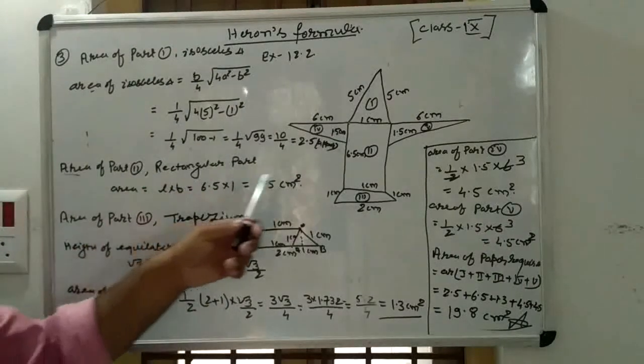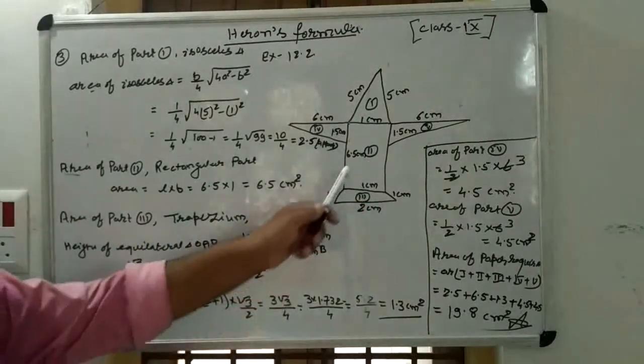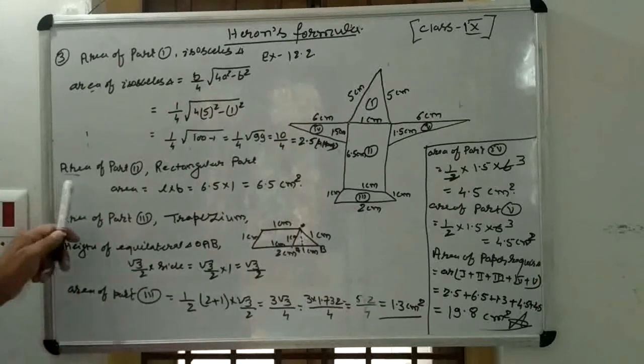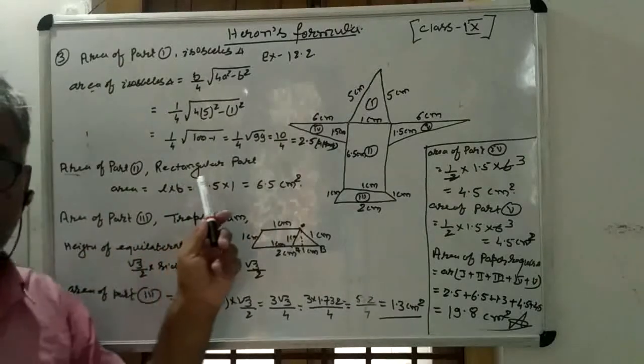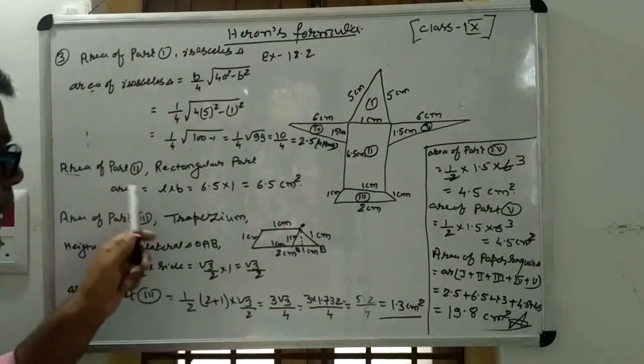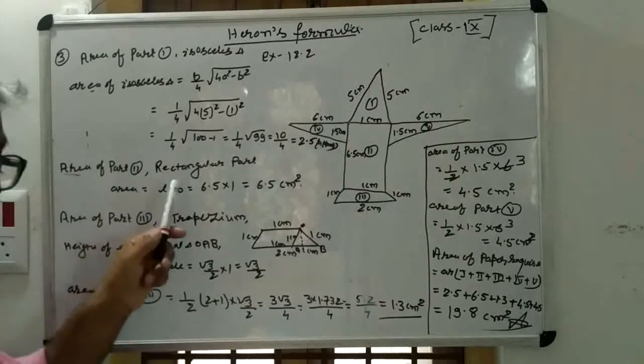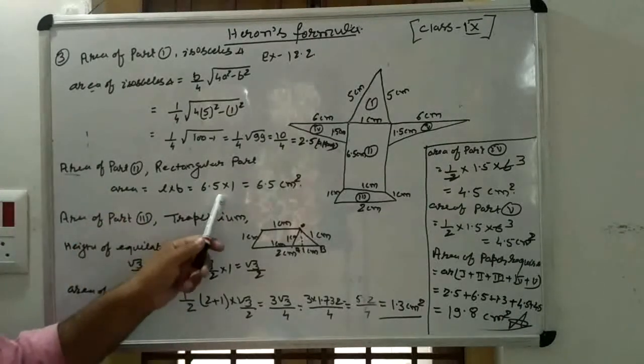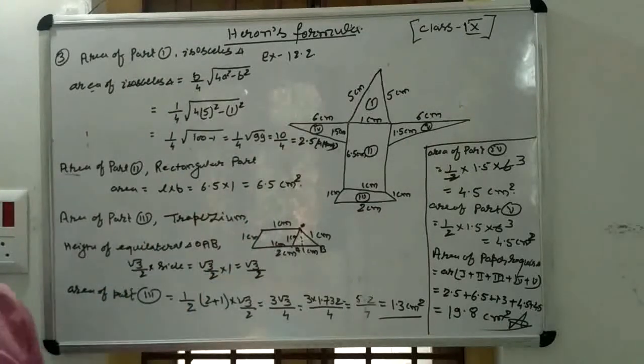Now children, the second part is a rectangular part whose length is 6.5 and breadth is 1 centimeter. So we have calculated the area of the second part by applying the formula for the area of a rectangle, that is length into breadth. So 6.5 into 1 will be 6.5 centimeter square.